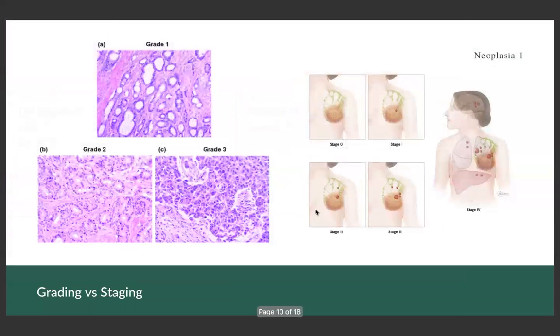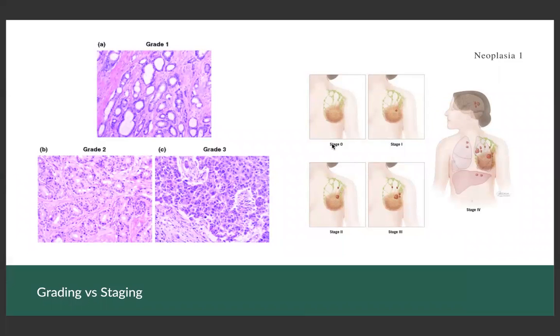So this is just another way to visualize the grading versus the staging. So this is grade 1, grade 2, grade 3, and you can see how progressive the cells are. See, this is more disorganized. The cell type does not look the same as it did here. And here is intermediate. So this is well differentiated. This is moderately differentiated. These would be more poorly differentiated.